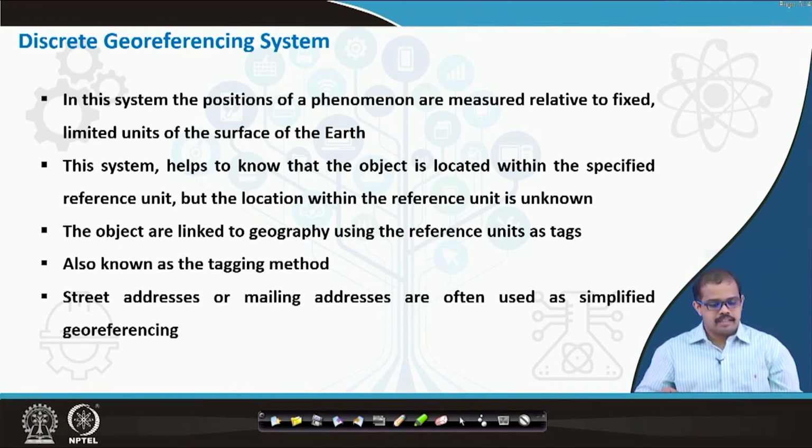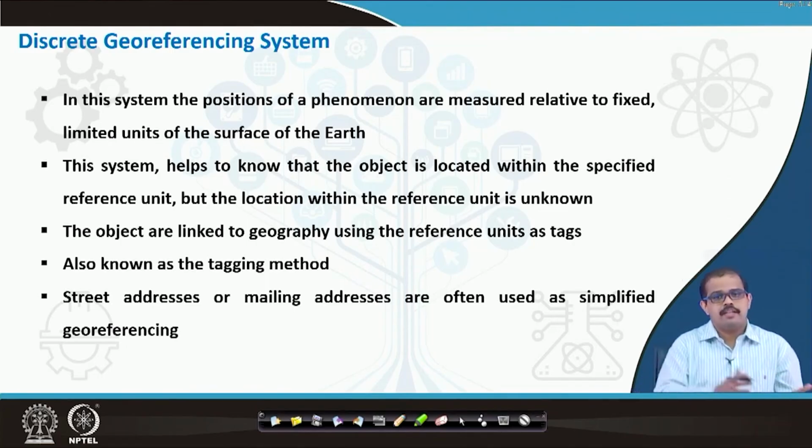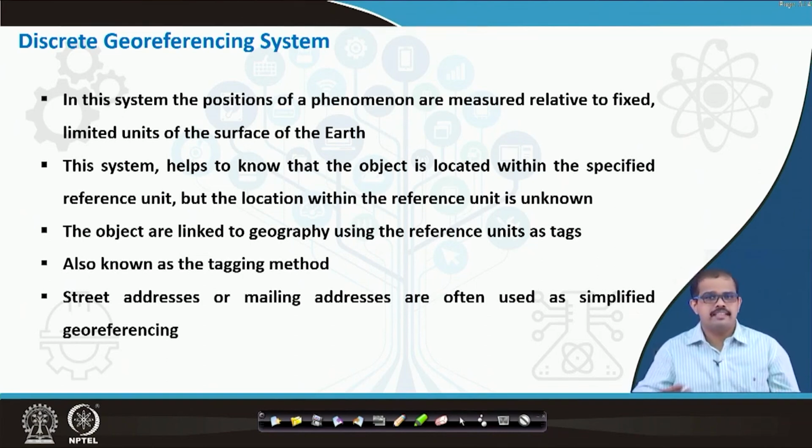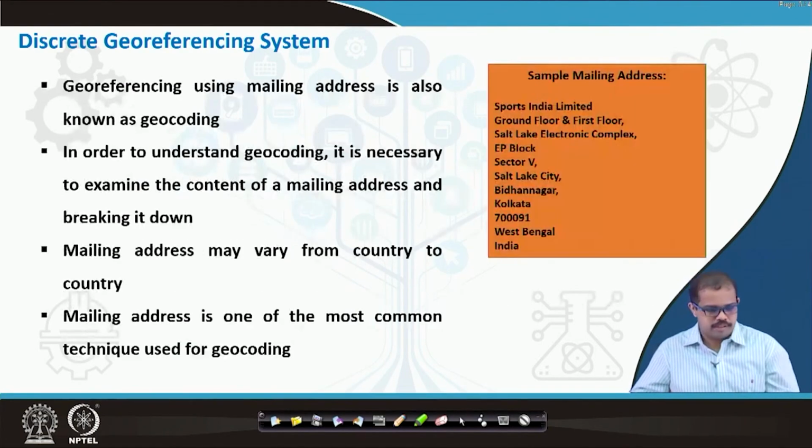Then the objects are linked to geography using reference units called tags. So that is what I meant. The tags or units are nothing but the discrete referencing system. It's also called a tagging method: discrete referencing system, discrete method or tagging method. Street addresses or mailing addresses are often used as simplified georeferencing systems. This is the best and the easiest way of georeferencing, so everyone at every nook and corner can understand this kind of georeferencing.